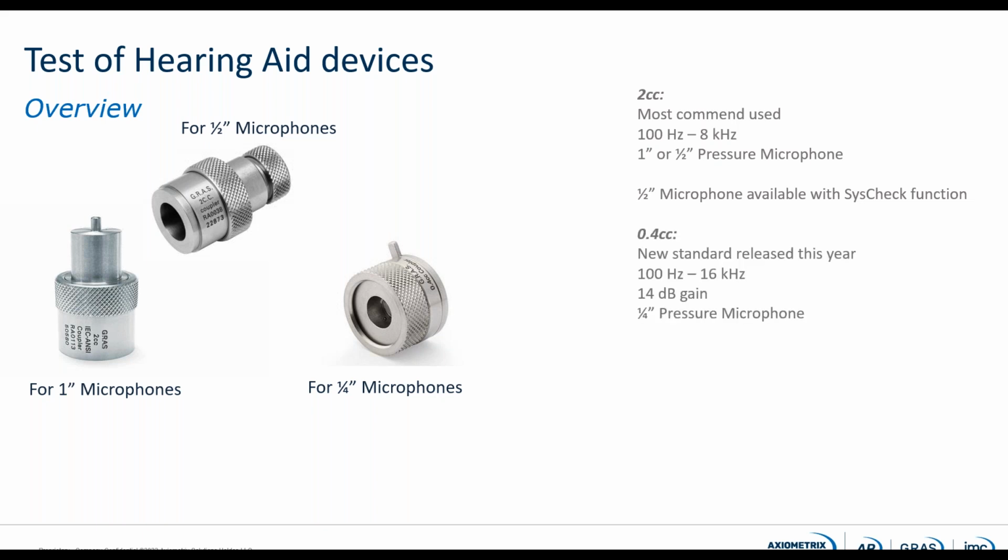We do also have the 0.4 cubic centimeter. This is the new standard released this year. Higher frequency range up to 16 kilohertz. We have the advantages of the 14 dB higher gain. And in this one, we are using a quarter-inch pressure microphone.